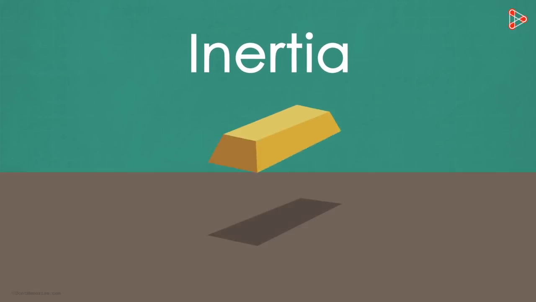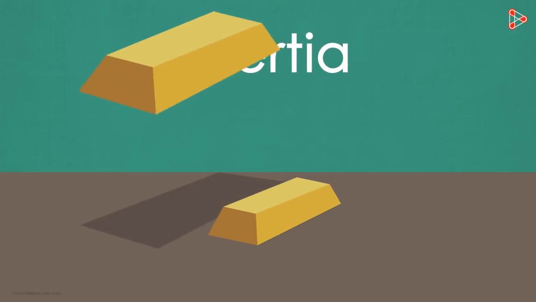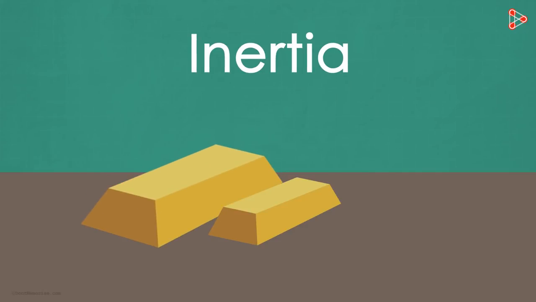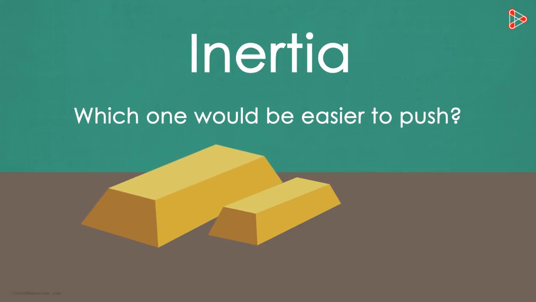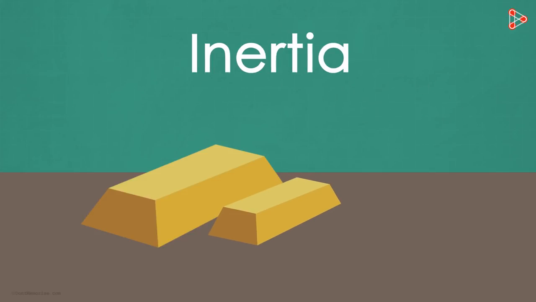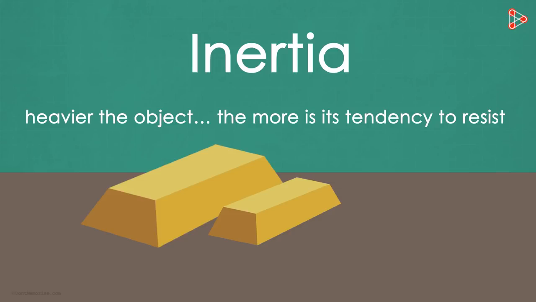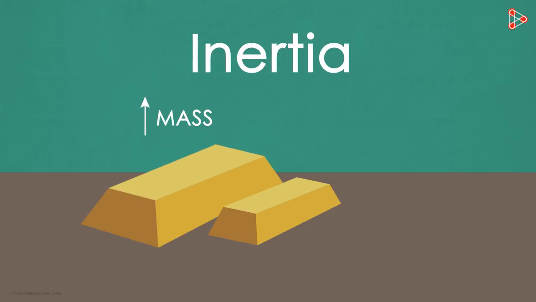There's a tiny brick kept on a table next to a relatively larger and a heavier brick. Which one do you think would be easier to push? Without doubt, the tiny brick, correct? Yes, but why is that? It's because the heavier brick's tendency to resist change in motion is more. The heavier the object, the more is its tendency to resist the change in motion. The more mass an object has, greater will be its inertia.